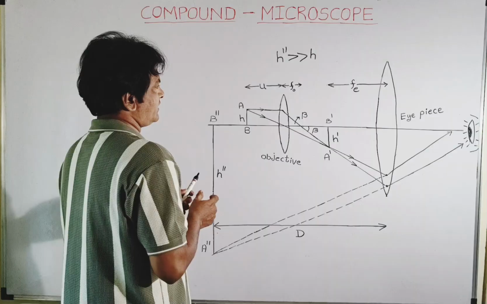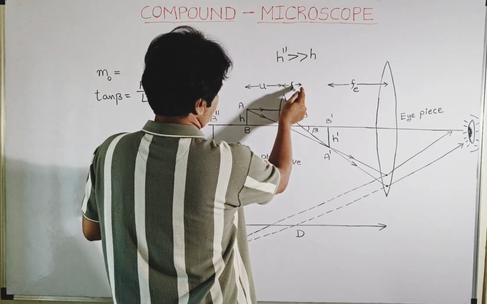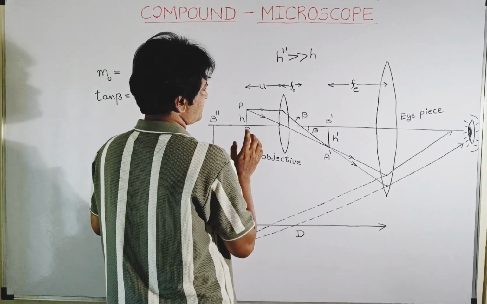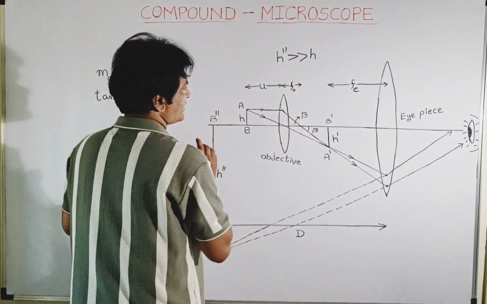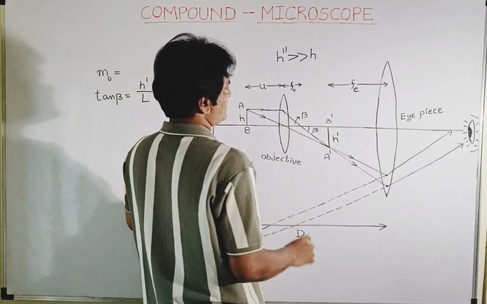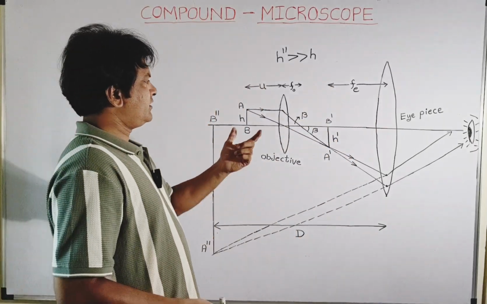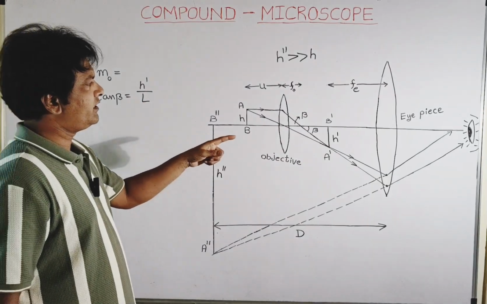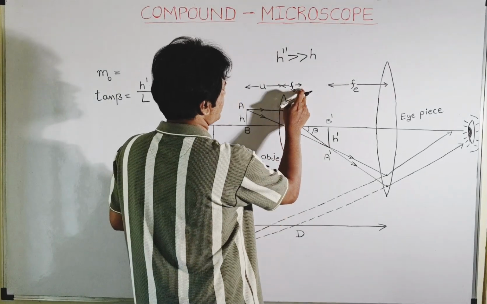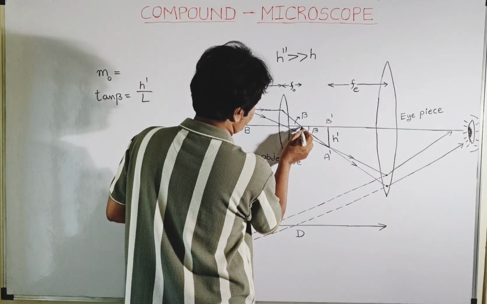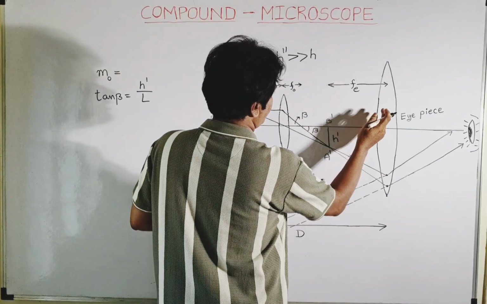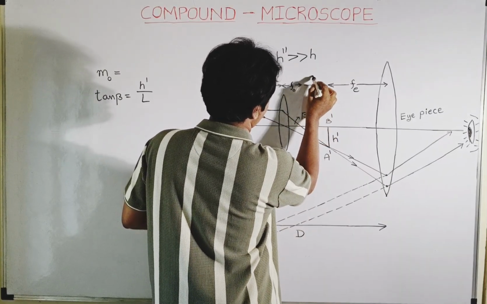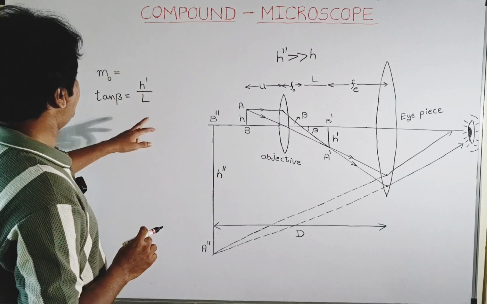The definition of that length: listen carefully, the tube length or microscope length L is nothing but the distance between the second focal point of the objective, that means this point, and the first focal point of the eyepiece, that means this point. This is the length, we call it the tube length. So that is what I have written here.